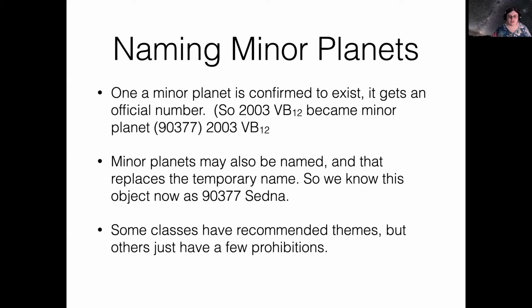Now, there's often a recommended theme, like Kuiper Belt objects, especially big ones, are often named after deities associated with creation. But other objects, especially ones we found lots of, just have a few prohibitions. For instance, if you find a main belt asteroid, you can't name it after yourself. You can't name it after a current political figure or one who's less than 50 years dead. And you have to give it a relatively serious name.